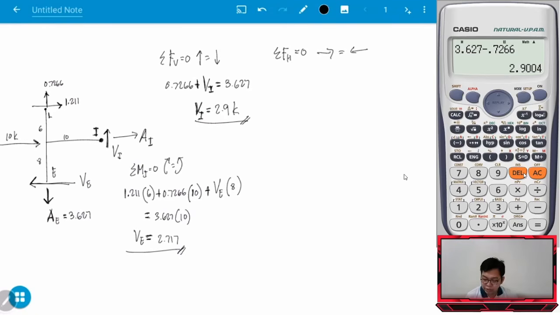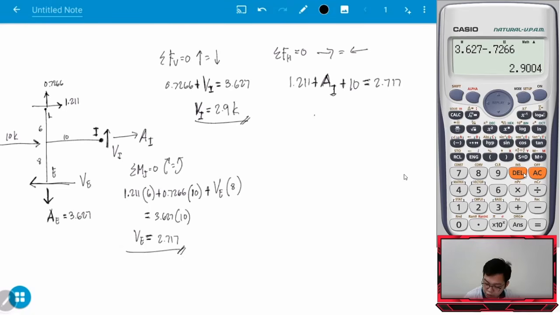So, ano yung mga to the right natin? To the right, meron tayong 1.211. Okay? And then, meron din tayong plus AI. To the right pala. AI. And then, plus 10 kips. Plus 10 kips. Okay, plus 10, and that must be equal to yung to the left natin na forces, which is equal to VE. And then nasolve natin yung VE na 2.717.